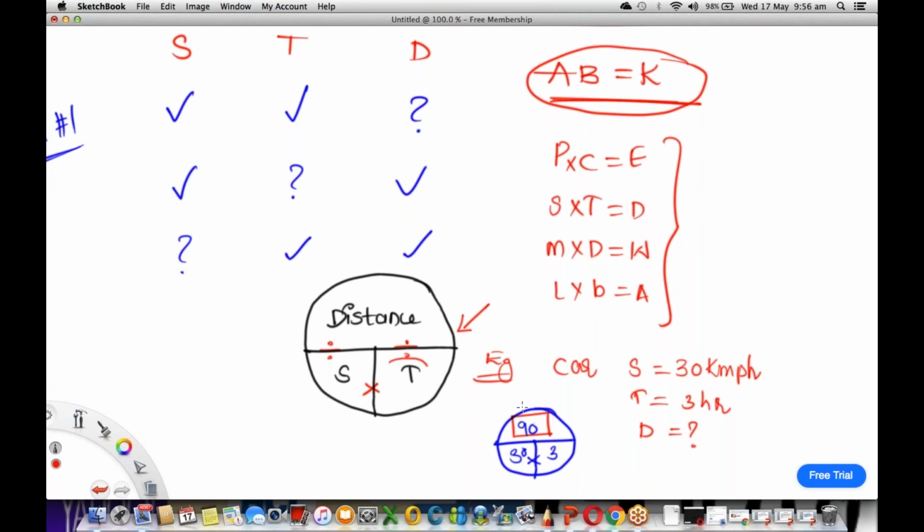And if you want to find the time taken, and you are given that the distance is 90 and speed is 30, the time taken will be simply 90 divided by 30, which is 3. And if you want to find the speed, the car has traveled a distance of 90 kilometers in 3 hours, so the speed is going to be 90 divided by 3, which is 30. So whatever information is given, put those values into the pie chart and get your required quantity.